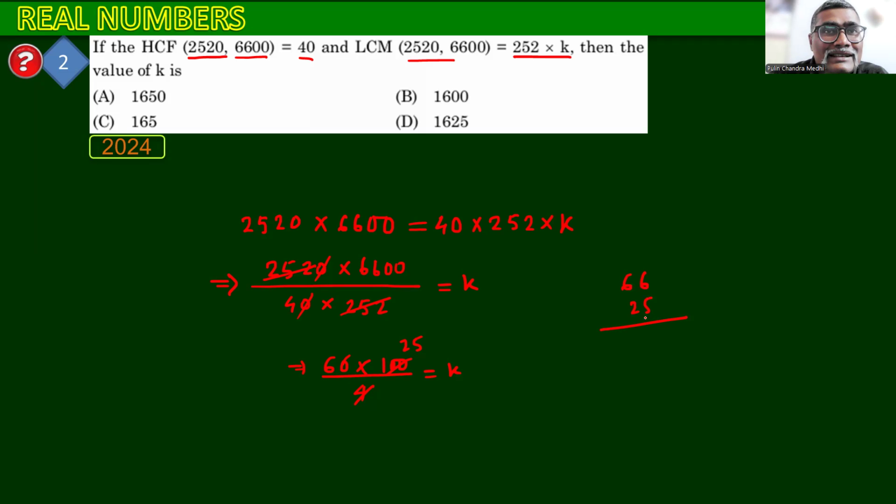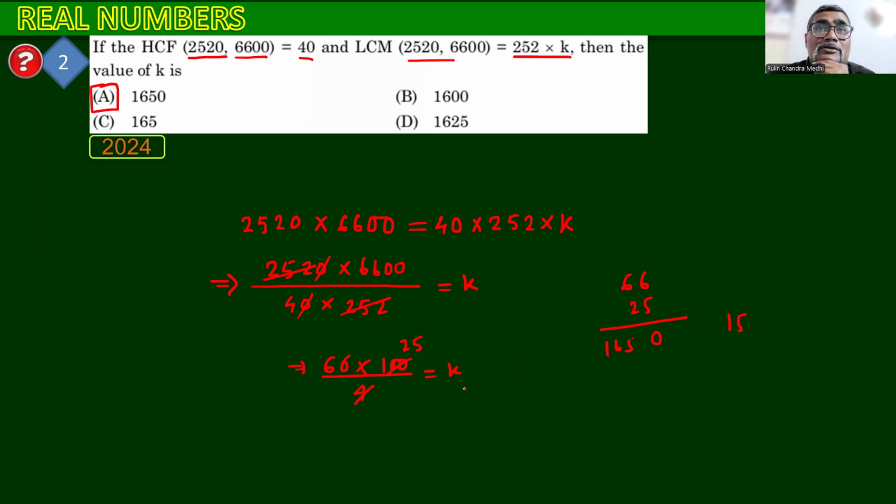I am not doing that. 25 into 6 is 150. So 15 will be carried. It is 25 into 6, again 150. It is 165. So that is the value of K, 1650. Right? So that is a way. Okay. Achha, one more thing.